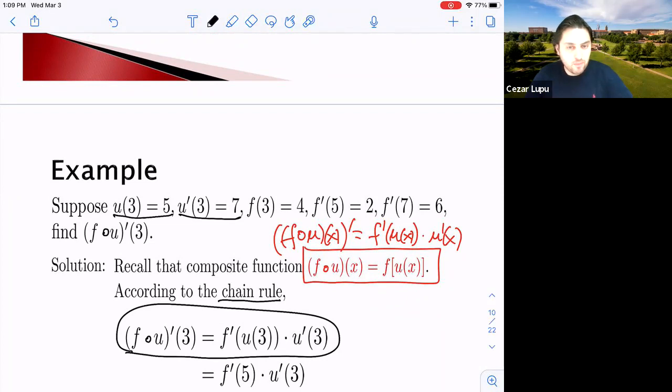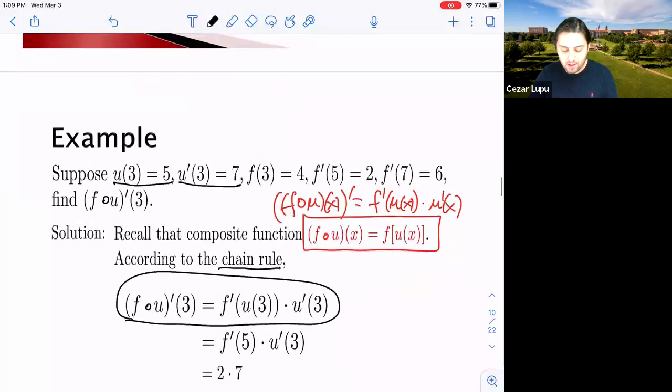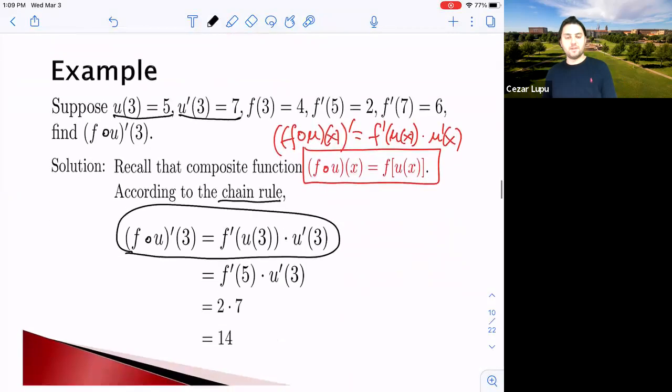But now let's see. F prime of 5 is what? U prime of 3 is 7, and f prime of 5 is 2. So this would be 2 times 7, which will give us 14.